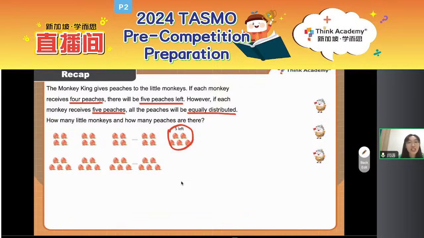In the first case, there will be 5 peaches left. In the second case, all the peaches will be equally distributed. Think about it. What is it? A bit hard, right?